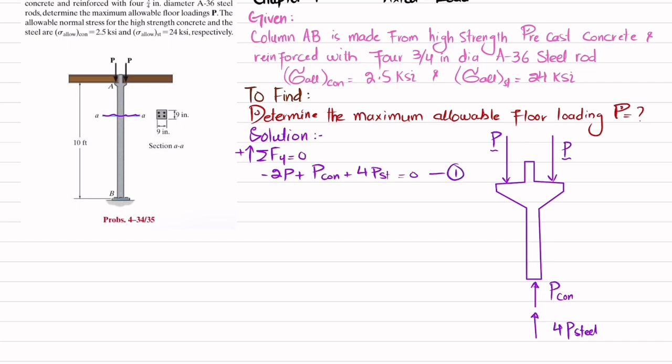Now due to this load, there will be a deformation in this column. This column is made up of concrete as well as these steel rods, so the deformation in both materials will be the same. That is what we call the compatibility equation. So we will write the compatibility equation.